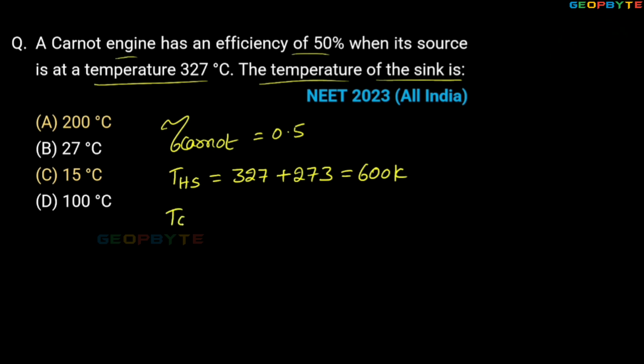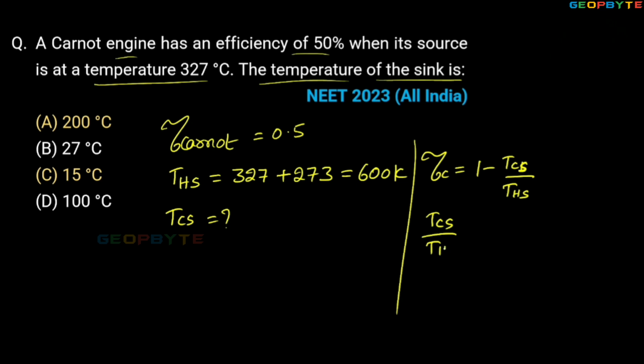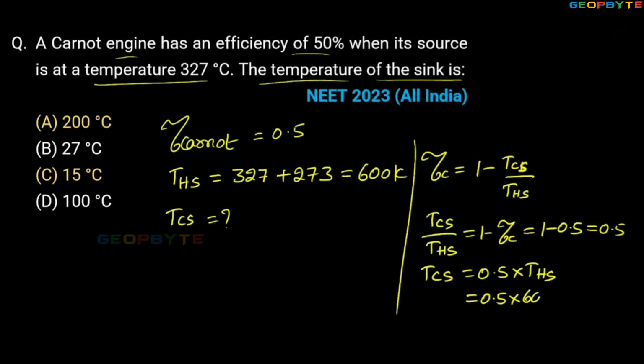Sink temperature means cold source temperature equal to how much? Very easy problem. As you know, Carnot cycle efficiency equals 1 minus cold source temperature by hot source temperature. From this, cold source temperature by hot source temperature equals 1 minus Carnot cycle efficiency, 1 minus 0.5, which is 0.5. Then cold source temperature equals 0.5 into hot source temperature 600. So it is equal to 300 Kelvin.